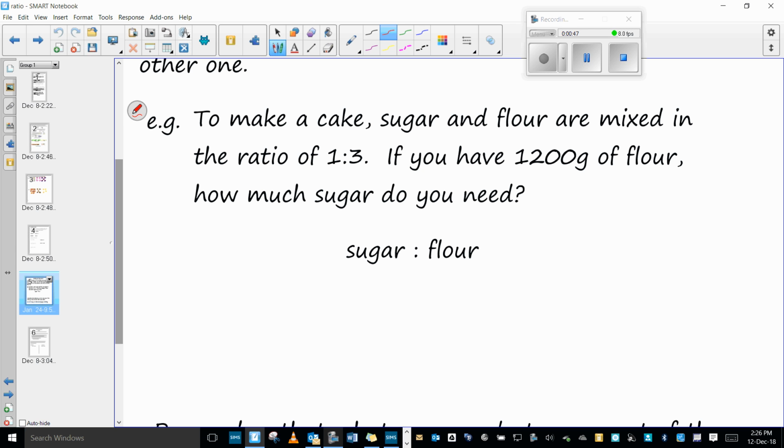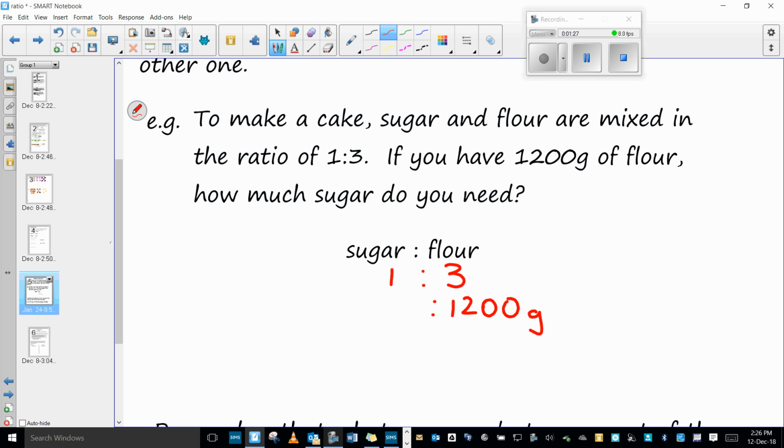So what they've done is they've told us about the ratio of sugar to flour. So remember, each question, you should start off by identifying your ratio. So we've got sugar to flour. Sugar was 1 and flour was 3. Yes? They've told me then that there is 1,200 grams of flour. So which side am I going to write 1,200 grams on? The flour side, yes? So I'm going to change this from being 3 to being 1,200 grams.